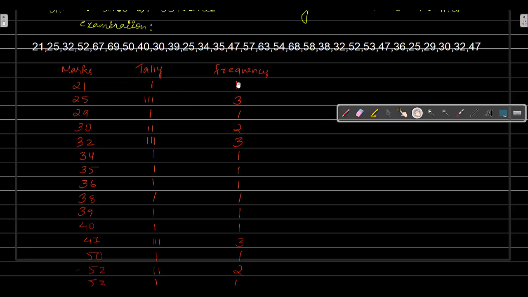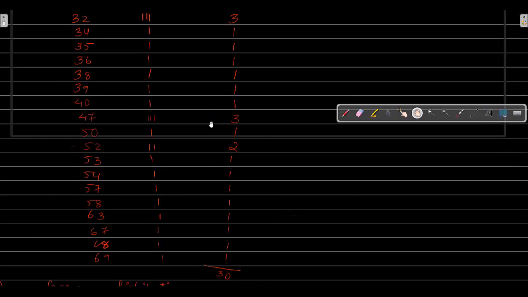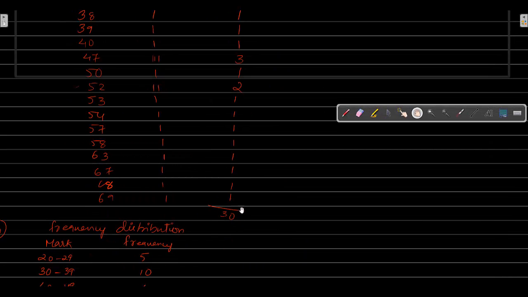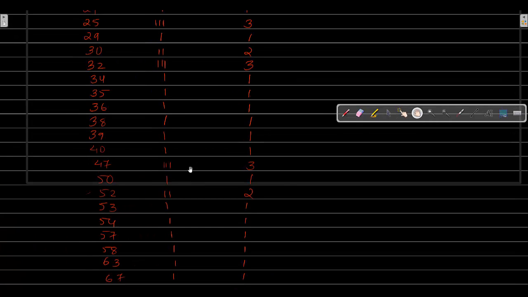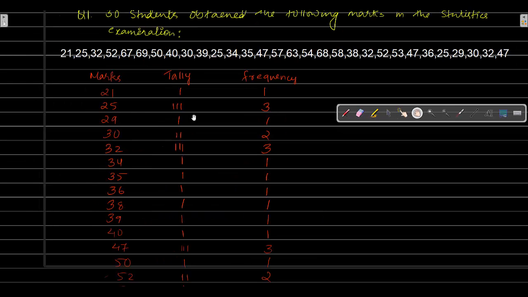Since it is 1, you write 1 here. This is 1 2 3, so you write 3 here. You write it down like that and make sure that the total should be 30 here. So this is our discrete series. You have the marks, and you have the number of students scoring, 30 students scoring all these different marks. So this is question number one, bracket A, that is construct a discrete frequency distribution.